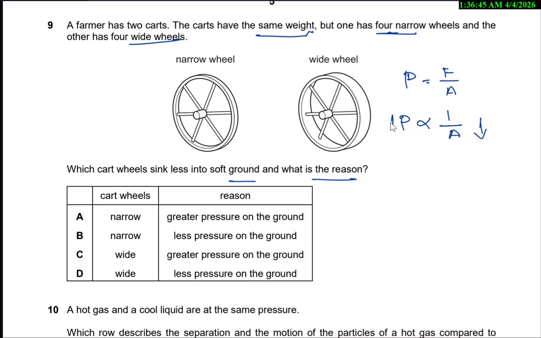Less area would create more pressure and it will sink into the ground, while if we have more surface area, it means it will create less pressure and it will sink less. So you can see here the wide wheel is having more surface area while this wheel is having less surface area. So the cart wheel would be wide and less pressure on the ground. Option D is the correct answer.